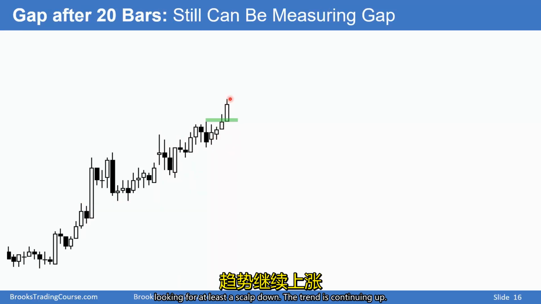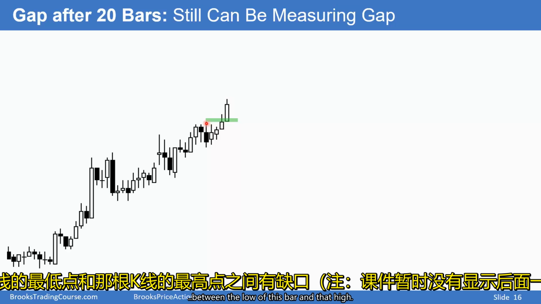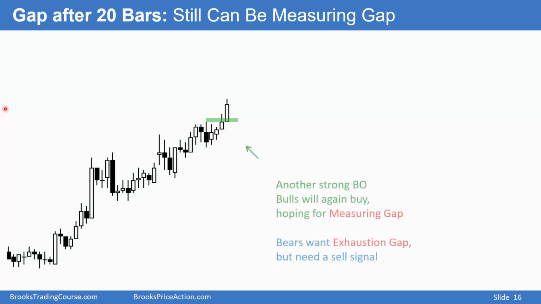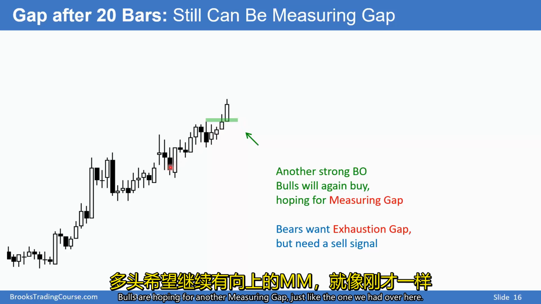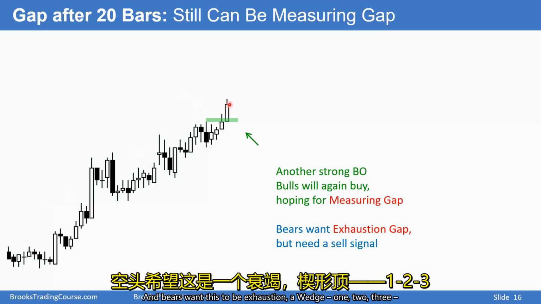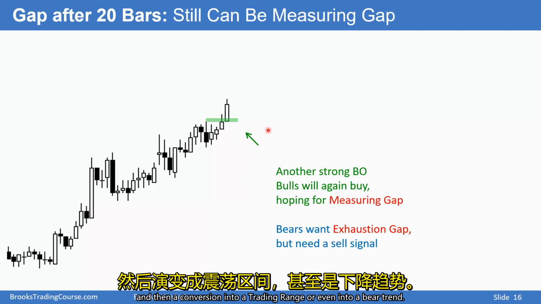The trend is continuing up. We have another trend bar, and we have a gap between the low of this bar and that high. Bulls are hoping for another measuring gap, just like the one we had over here. And bears want this to be exhaustion, a wedge, 1, 2, 3, and then a conversion into a trading range or even into a bear trend.